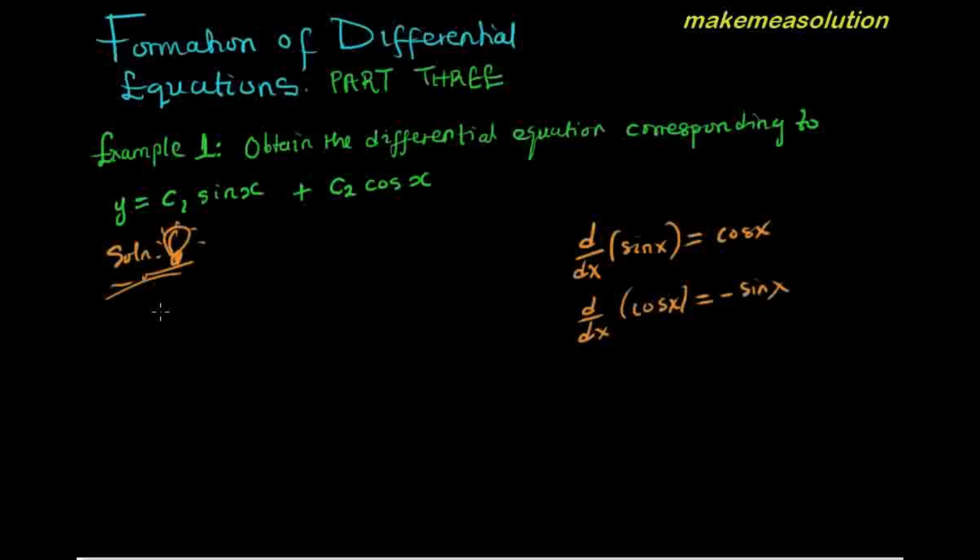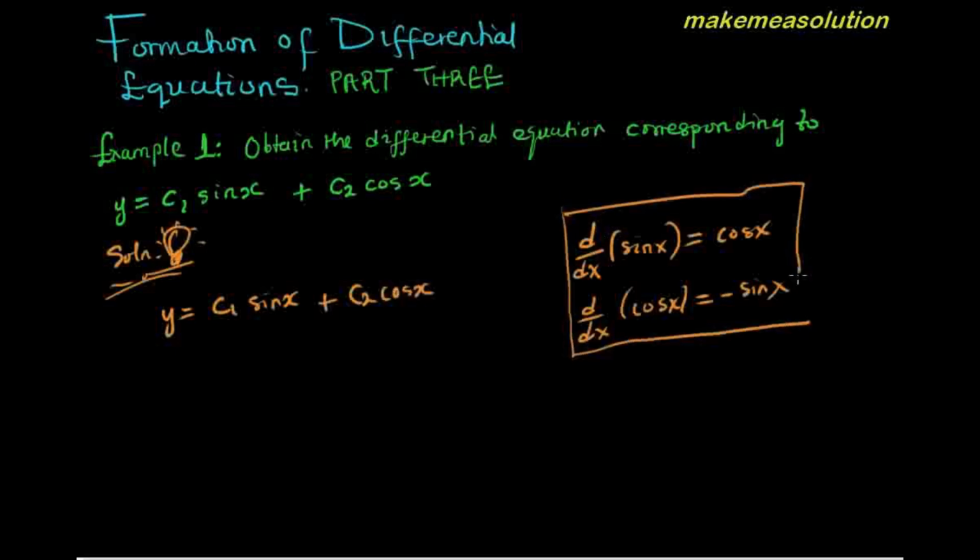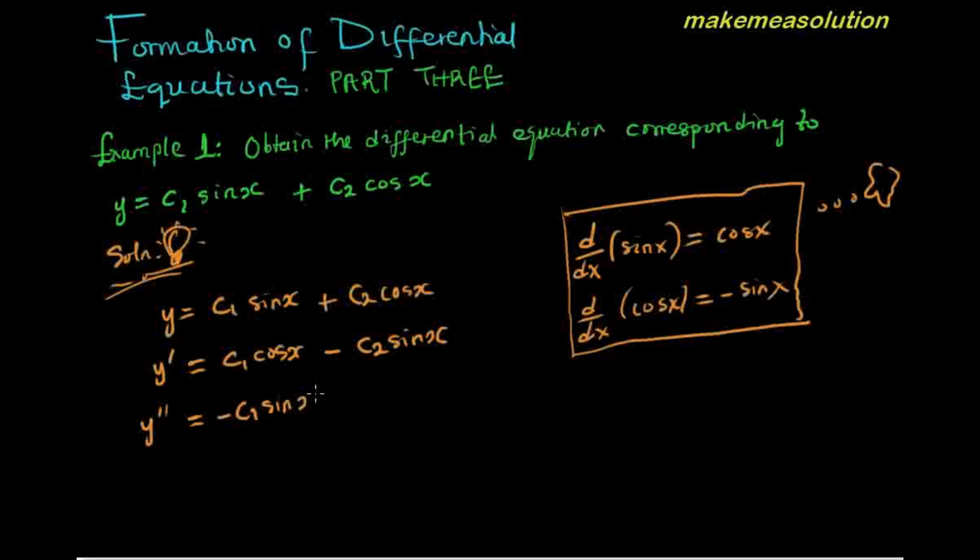All right, so we have y is equal to c1 sine x plus c2 cos x. Then we have y prime. How many times are we differentiating? 2 times, right? Because of the 2 arbitrary constants. Yes. So y prime in this case is c1 cos x, then you have minus c2 sine x, because whenever we differentiate a cos x, we get minus sine x. So our y double prime, when you differentiate this one, you get minus c1 sine x, then you have minus c2 cos x. So this is our equation 1, equation 2, and equation 3.